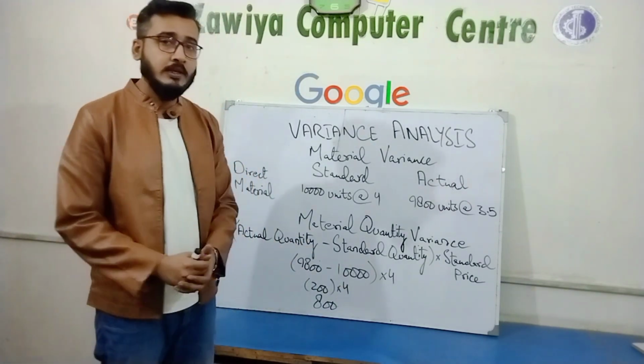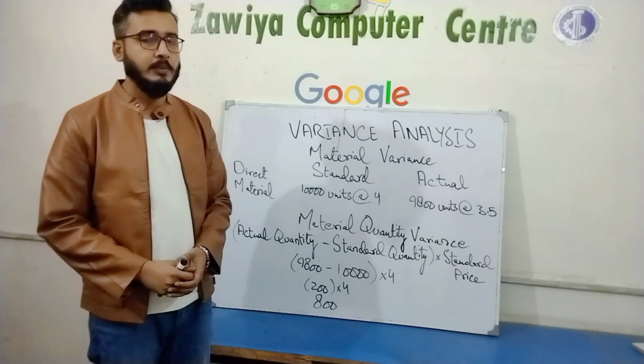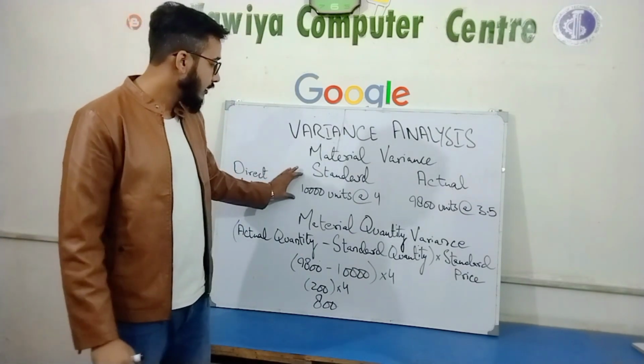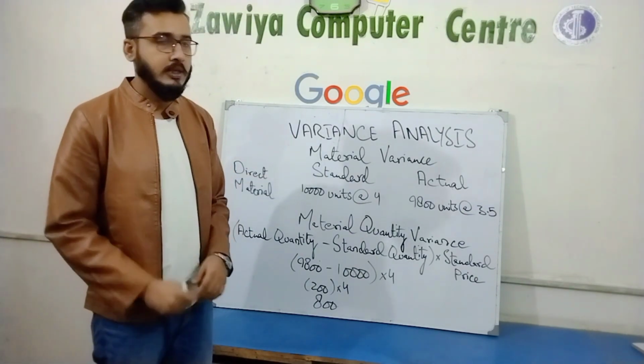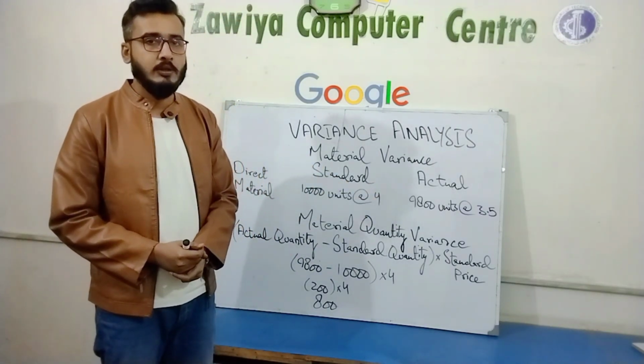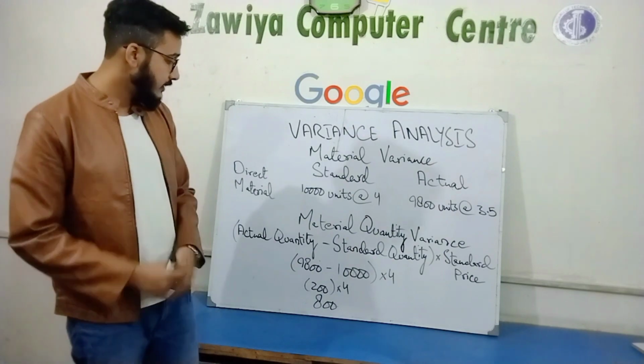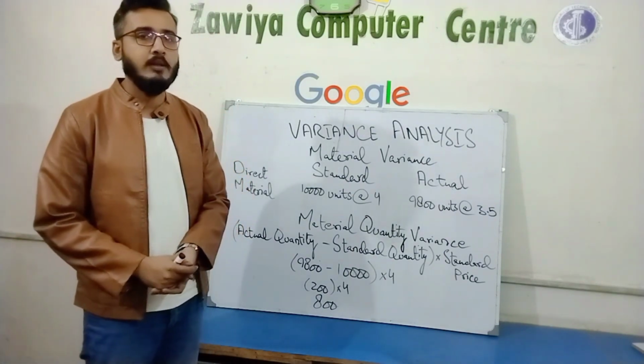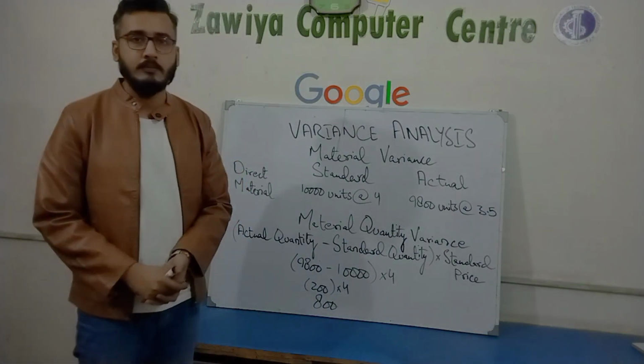So we have 800. Now this is favorable because this job requires on a standard basis 10,000 units, but we have completed the job by 9,800 units. So this is favorable for the company. Now let us see about the labor variance.